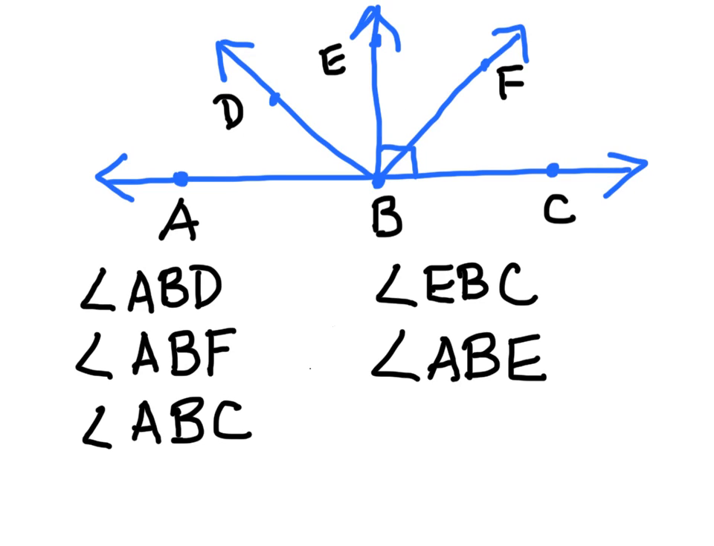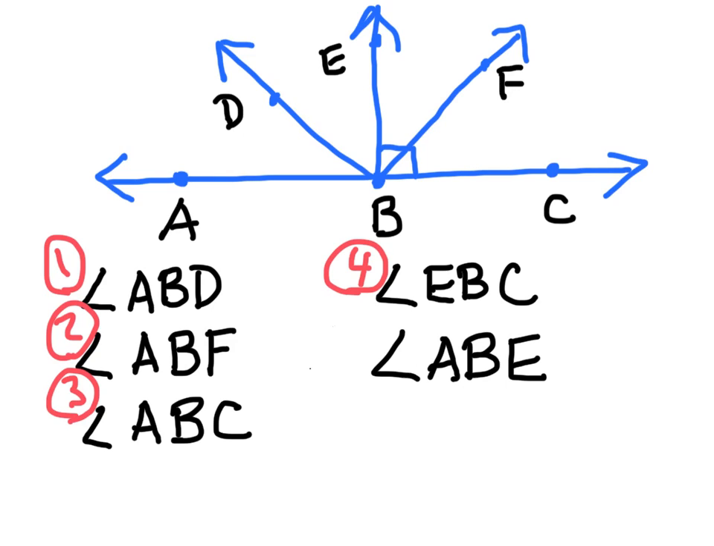All right, consider the following diagram with these different angles, and let's classify each of the angles listed. So pause your video and then classify as acute, right, obtuse, or straight for each of the 5 angles. So here's number 1, angle ABD, number 2, ABF, number 3, angle ABC, number 4, angle EBC, and number 5, angle ABE. All right, pause your video, write your answer for each, then restart to check your answer.